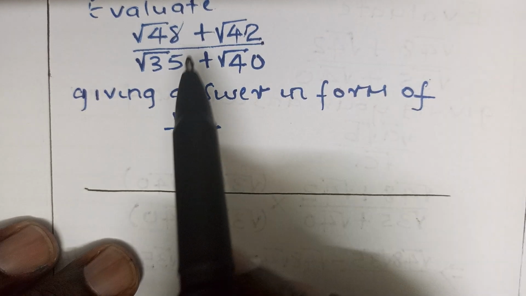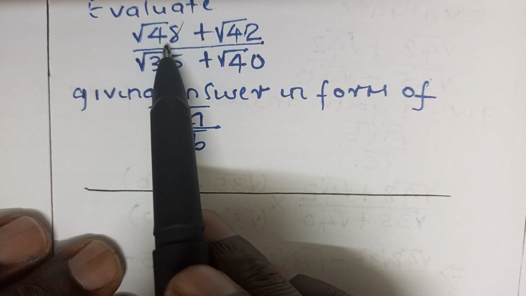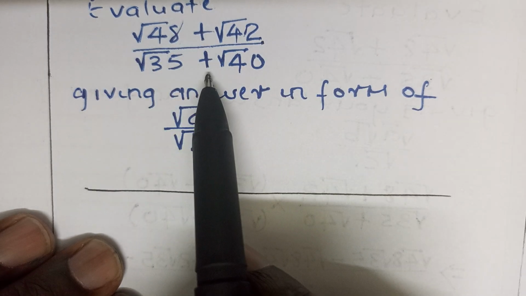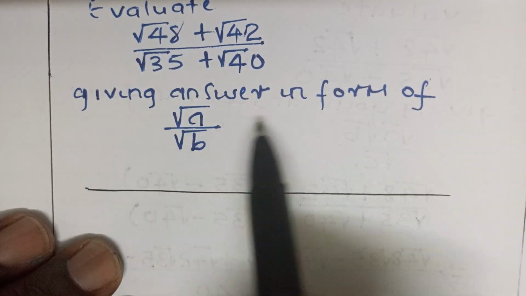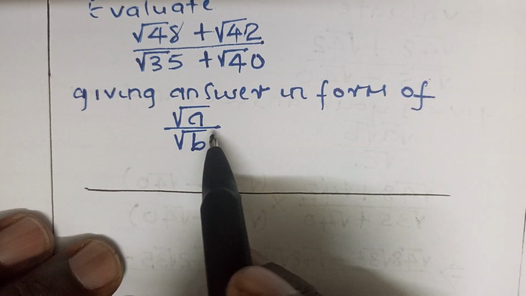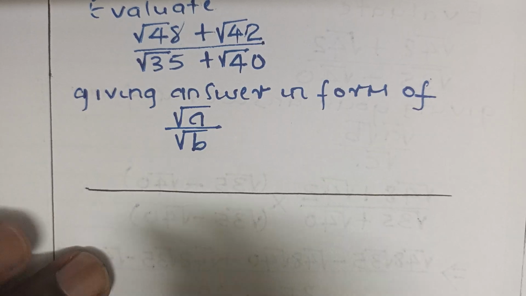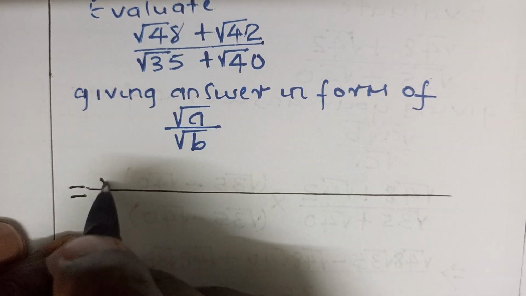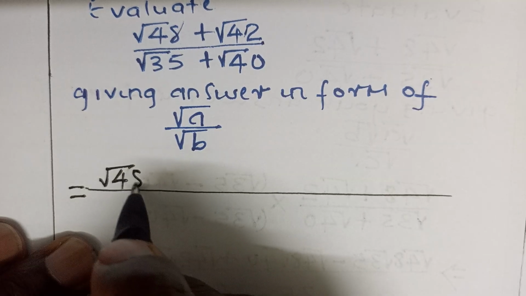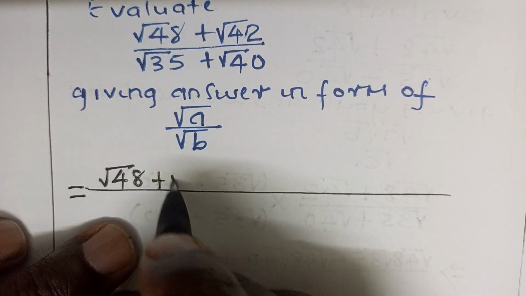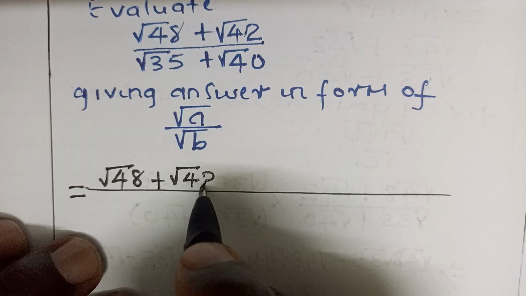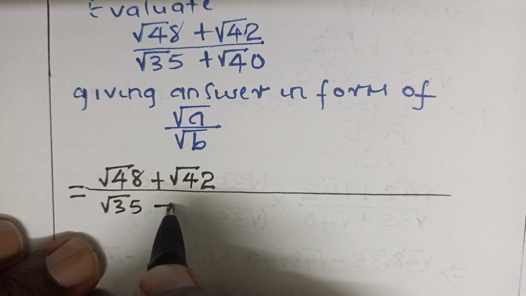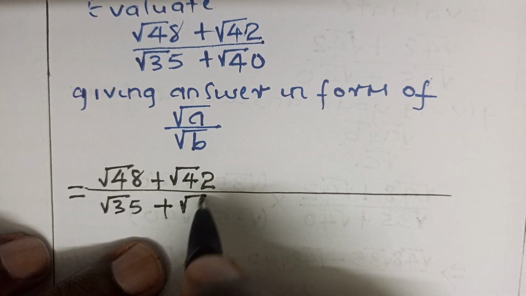I did the question. Evaluate (√48 + √42) / (√35 + √40), giving the answer in the form √A / √B. And so guys, this now comes to √48 plus √42, all over √35 plus √40.